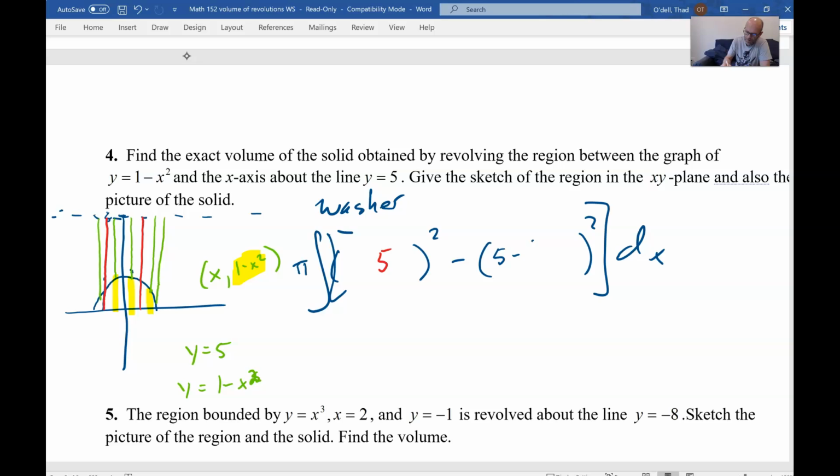5 minus, and then we put in parentheses, 1 minus x squared, just so I don't mess up the negatives, because you got a lot of negatives in there. Okay?